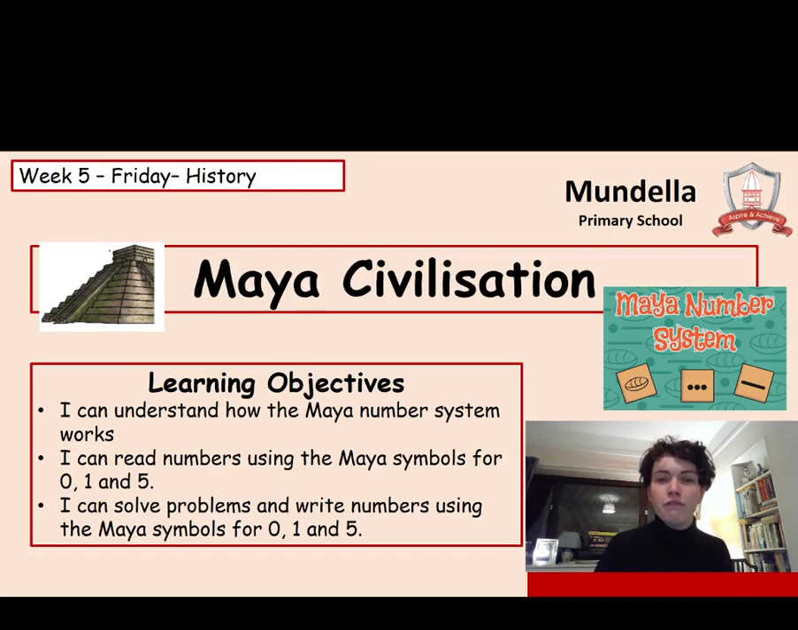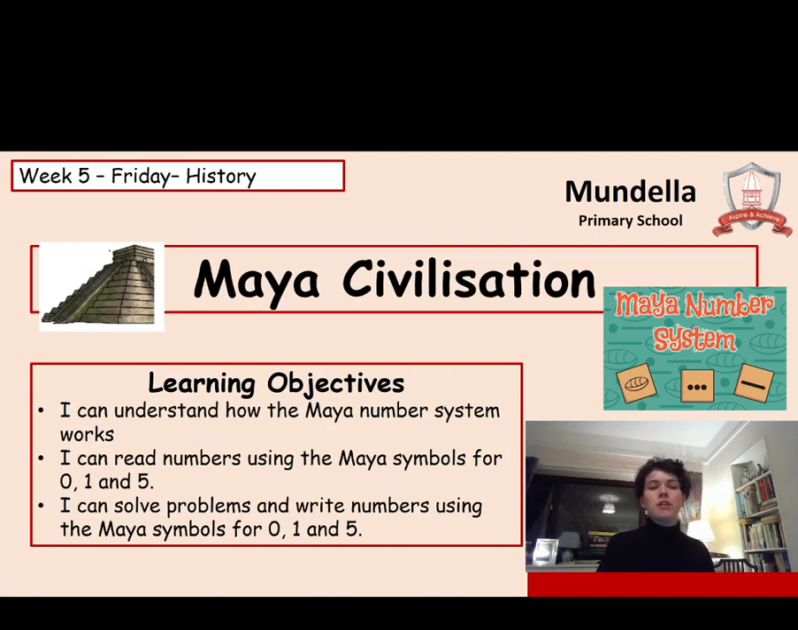In today's lesson we are finishing our work on the ancient Maya civilization by looking at their number system. As we've talked about, the ancient Maya people were very, very clever when it came to understanding different aspects of time. They created different calendars. They also were very clever with building constructions and temples and the like. And as I've said, one of the things they created was a number system. So we're going to be understanding a little bit more about how the Maya number system works.